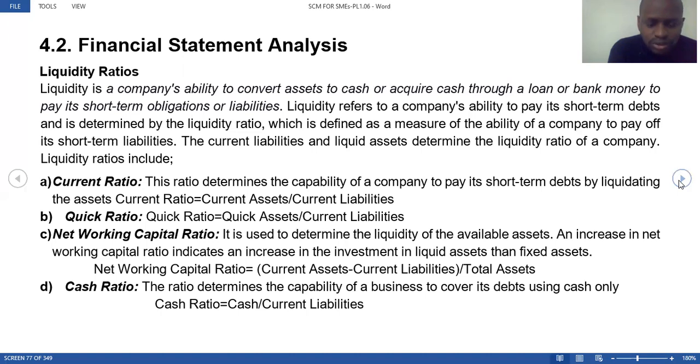Just a question. What's the difference between a quick asset and a current asset? A current asset is an asset that you are going to pay within a year. But for quick assets, these are assets that maybe are used within a month or something like that. But I'm not sure. Maybe we can check. Just a minute.